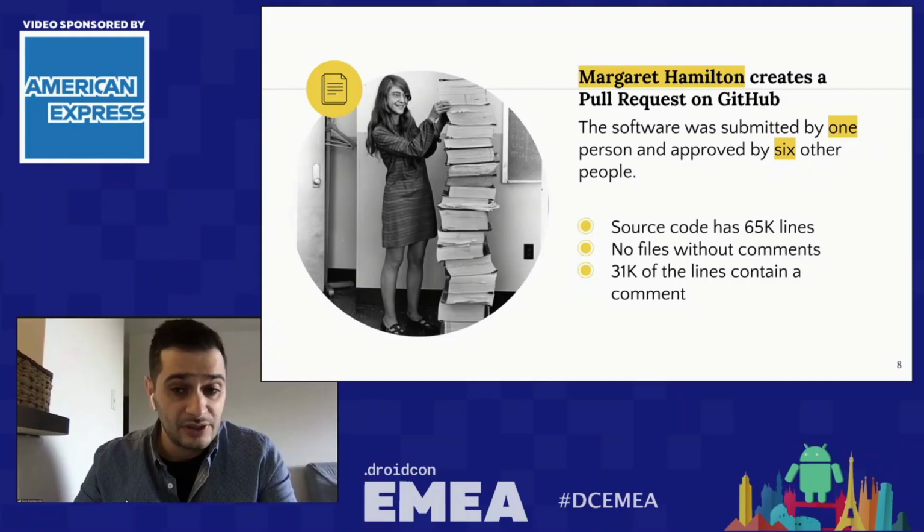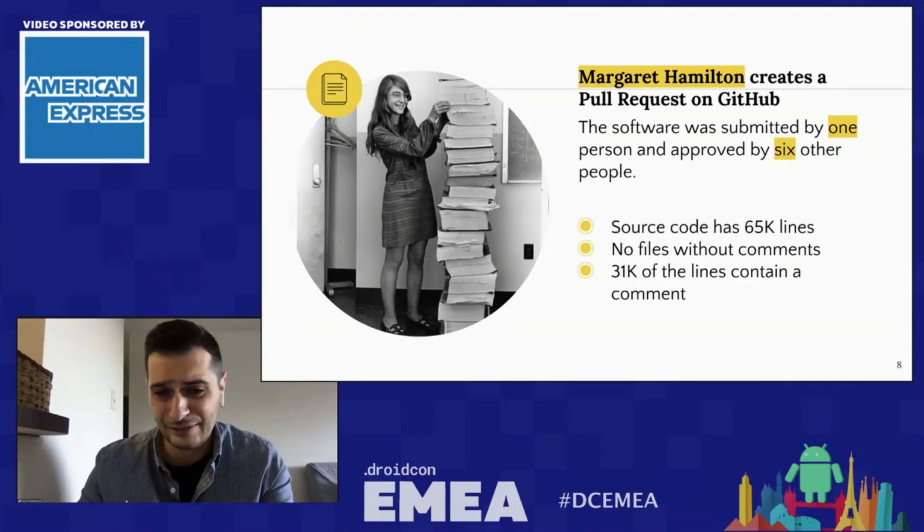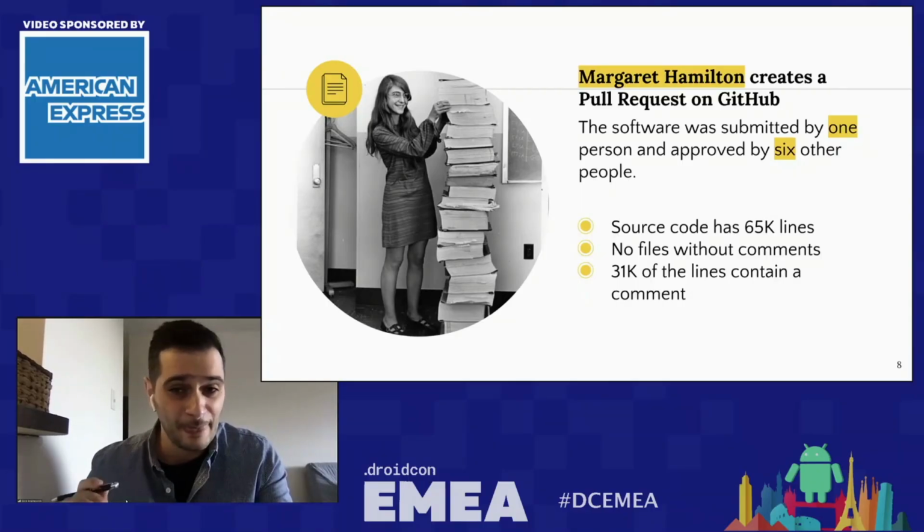A couple of interesting facts that I was able to find were, they say that the source code has 65,000 lines of code. I don't know, that huge stack of books looks more like 65 million to me, but I'm not really sure what size font they used and how they printed those things. No files without comments, so that's great. And 30,000 lines contain at least one comment.